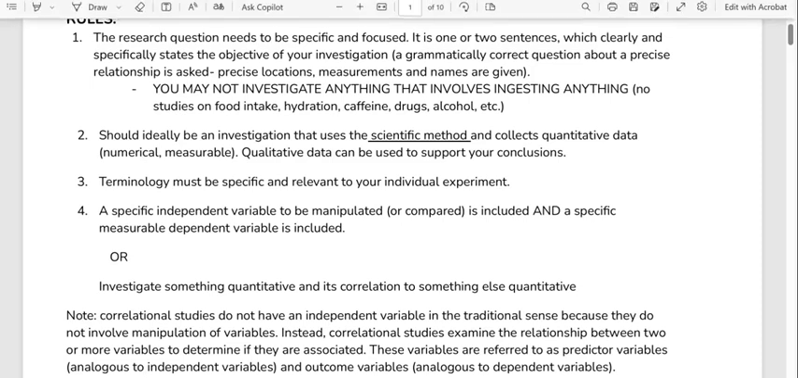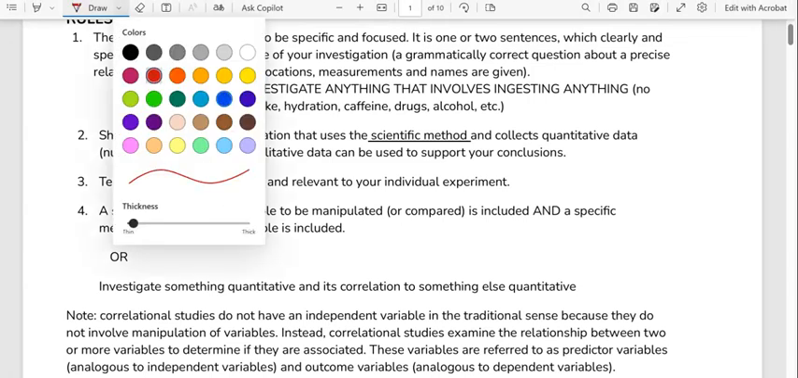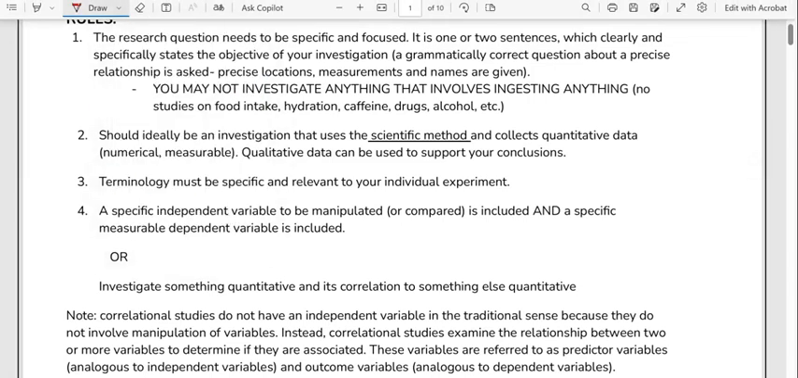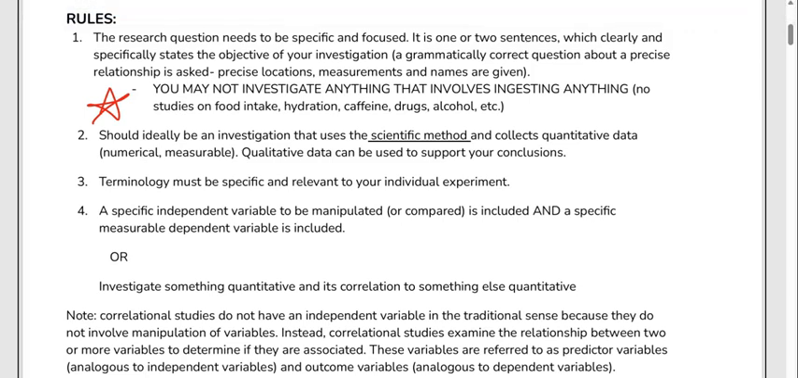Again, just a big fat reminder, let me do this one in red. You are not allowed to do anything that involves ingesting any substance, even if it's just something as simple as Gatorade. I know it seems harmless, but we don't have a full picture of everybody's prior health and health needs and risks, and we are not allowed to do stuff like that. So none of that.